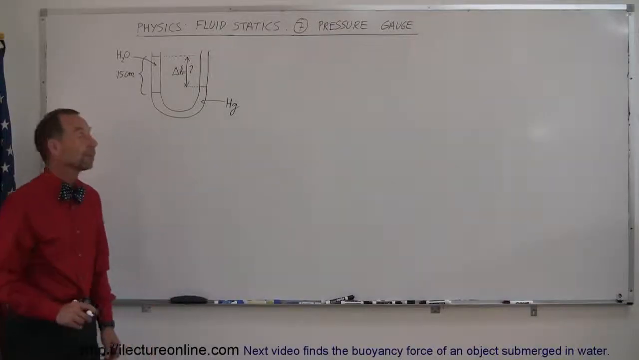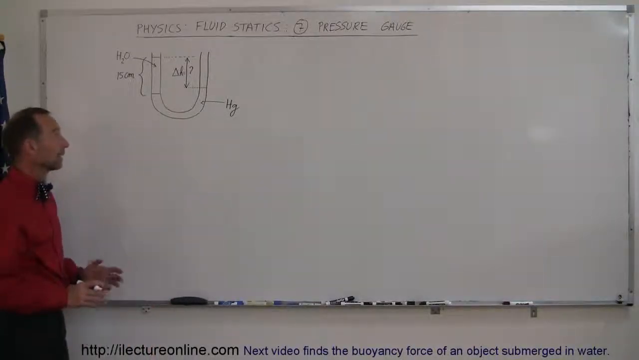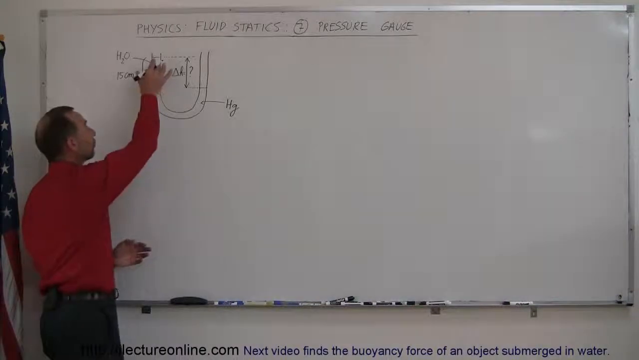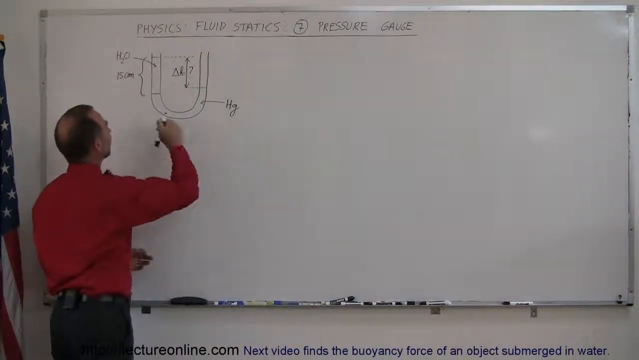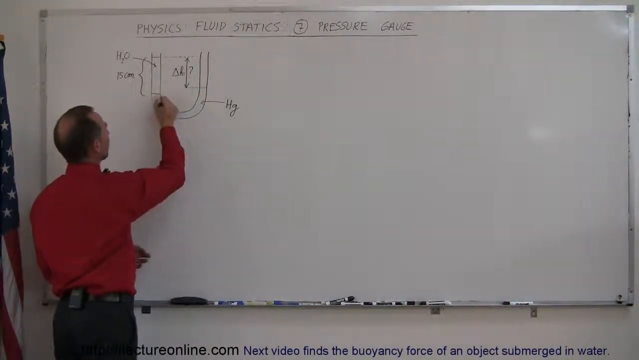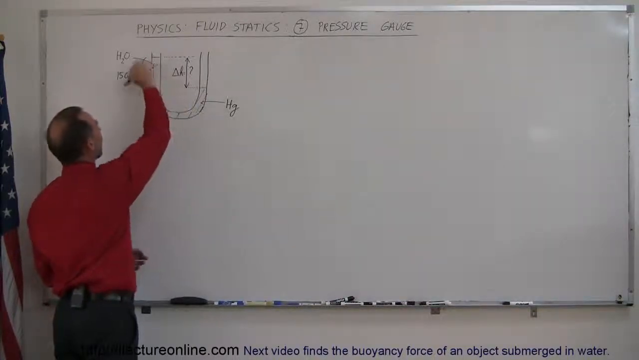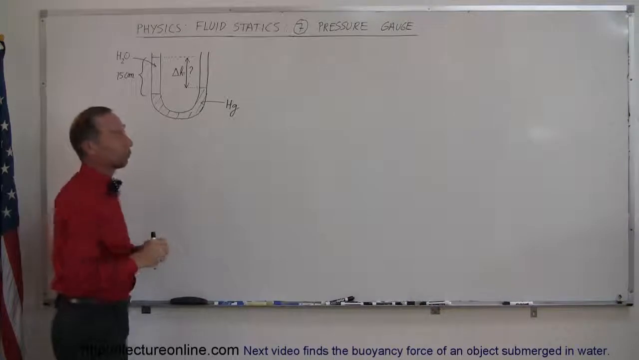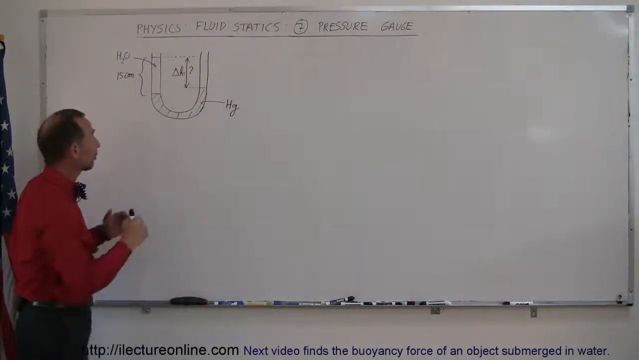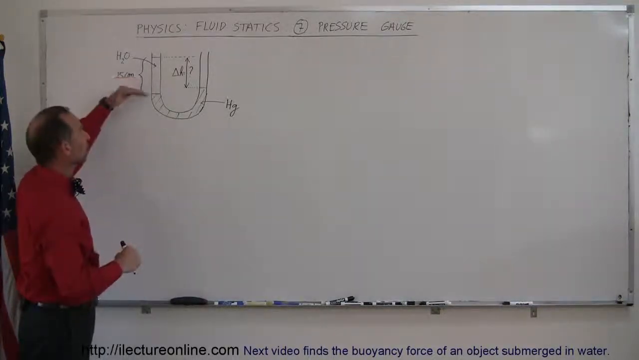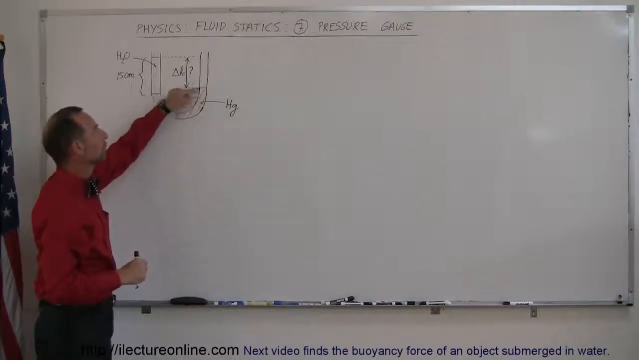Next, we're going to look at the pressure gauge. What we're doing here is, let's say we have a tube and we fill the tube with mercury. So this portion right here is mercury. And then on one side we pour water. And of course, since water is less dense than mercury, it will float on top of the mercury, and it'll push the mercury on one side of the tube a little bit higher.